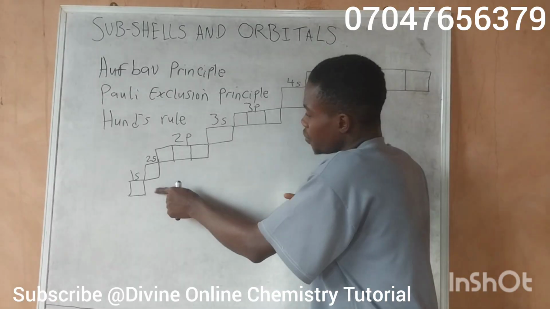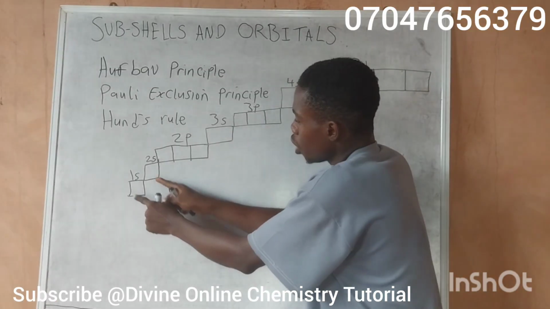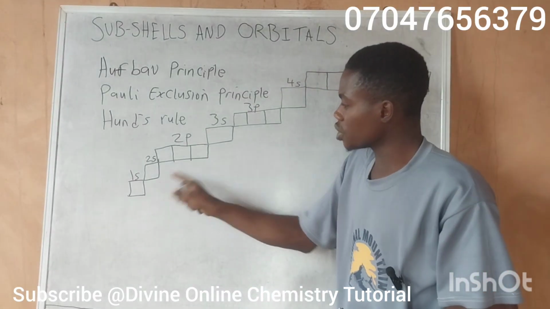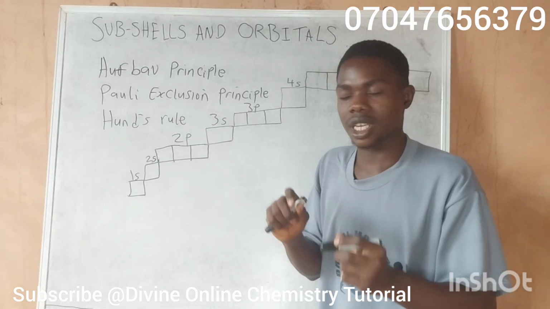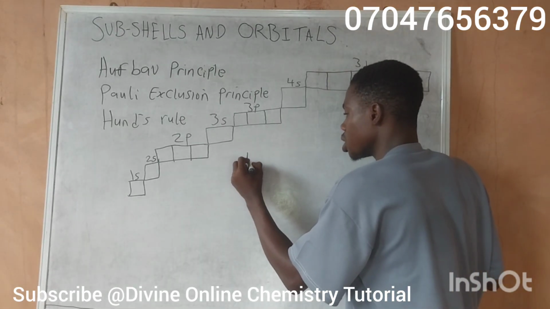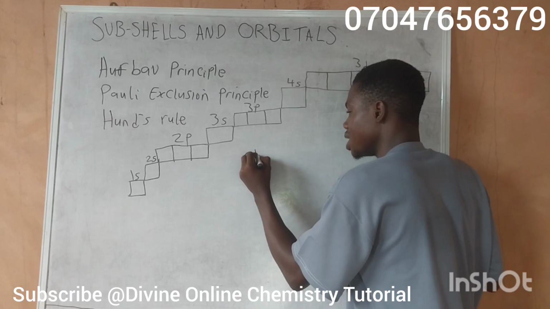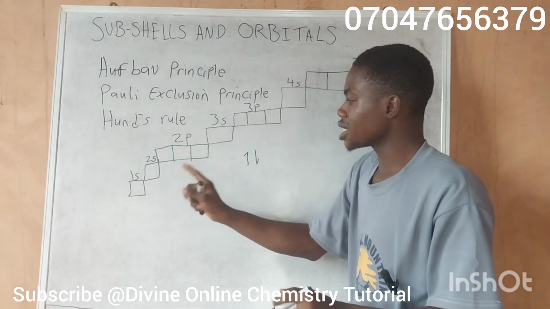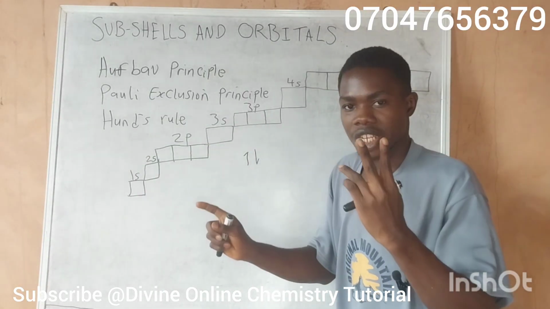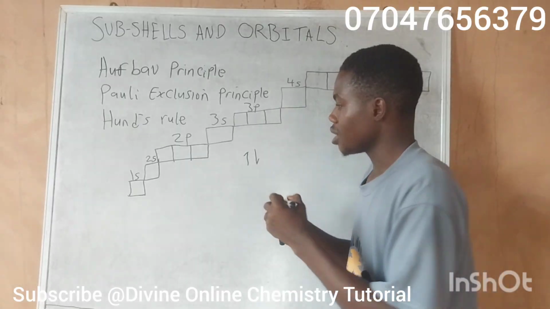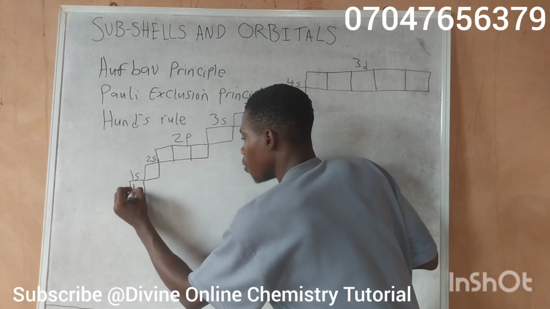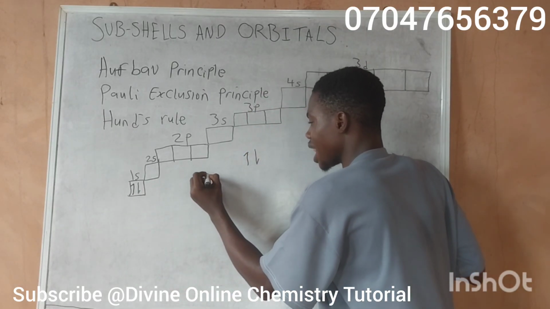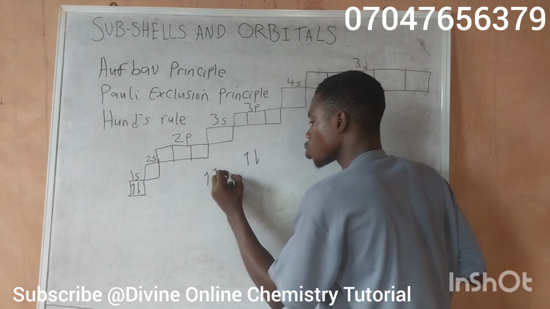Now, when we start filling electrons, each orbital must carry a maximum of 2 electrons, and the electrons must be in opposite spin. When filling electrons in orbitals, we normally use an arrow to indicate an electron, one arrow like this and like this. Each of these orbitals must carry a maximum of 2 electrons in opposite spin. One arrow will be facing up, while the other will be facing down. It is not like this, with 2 of them facing up or 2 of them facing down.